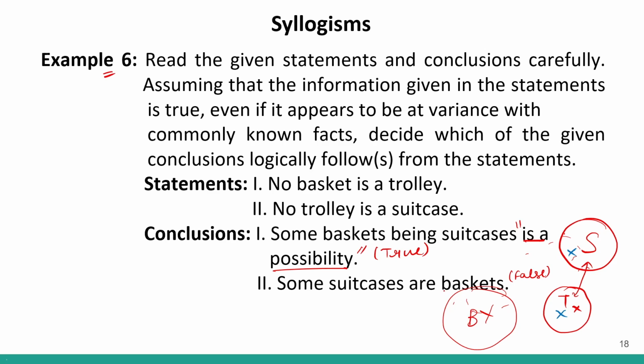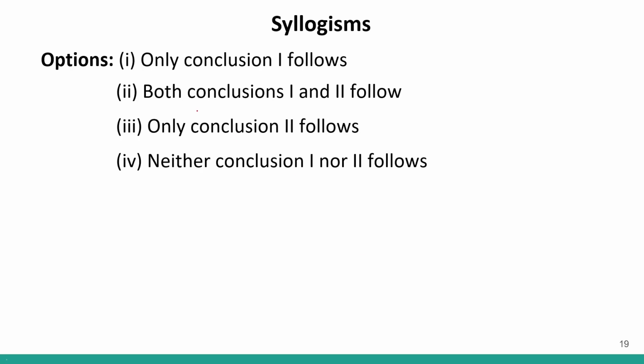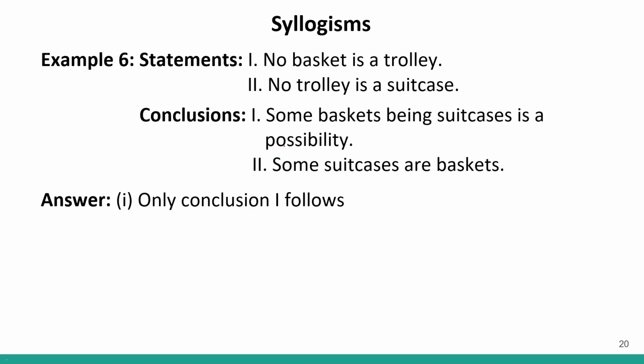Same concept, so please pay attention. The words "is a possibility" are important, because until it is mentioned like this, we assume that it is definitely true. So, it may or may not follow. Therefore, whenever we are in confusion, we mark it as false. But this one says it is a possibility. Yes, it is a possibility. Therefore, this is true. So, if I look at the options, option number 1 says that only conclusion 1 follows. This will be my answer.